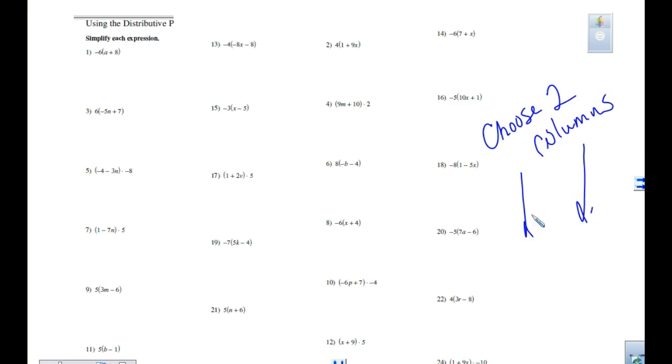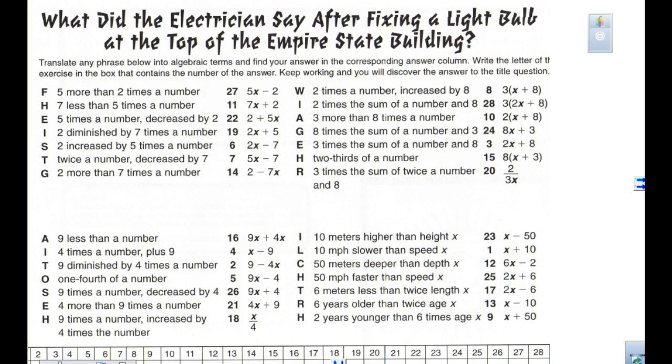I wouldn't maybe cross out the other ones, because if some of you don't do great on that quiz, I'm going to be having you practice and do more of these. Only 2 columns. Please turn it over. This is what your quiz looks like today. This is writing the algebraic expressions, okay?